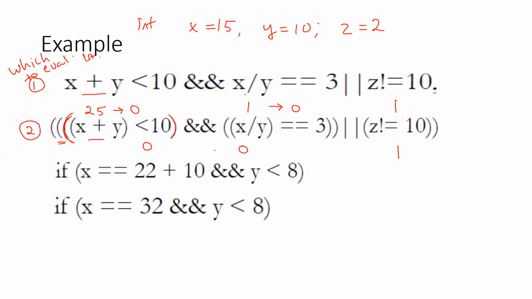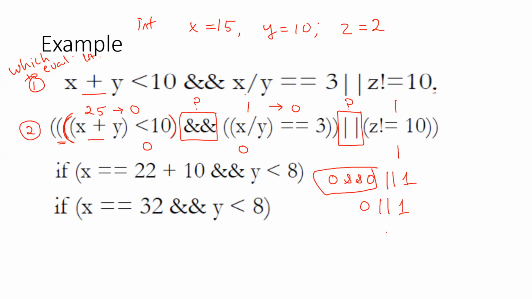So which one to evaluate first? Is it this or this? And first. Yes, and first. So this one is 0. So the whole value, 0 and 0 or 1: evaluate this first. So this is 0 or 1, and then the value is 1. Okay, so that's quite easy.